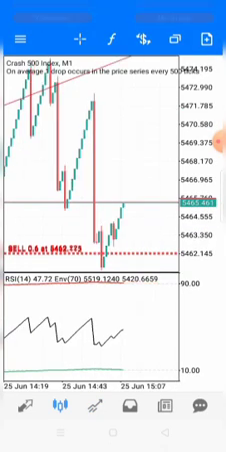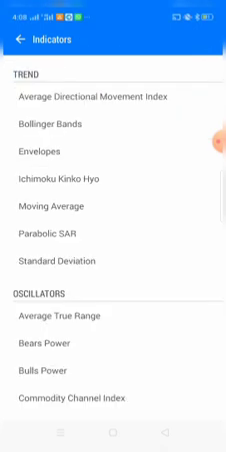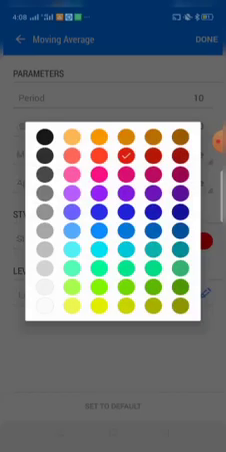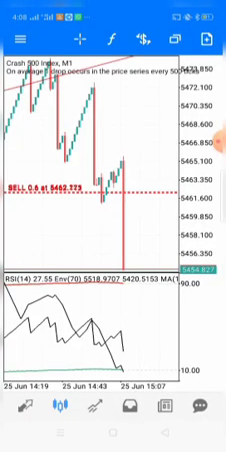All right, so you're done adding those. You want to add moving average. Period 10, shift 0, method simple, apply to close. I'm going to change my color to black, right?